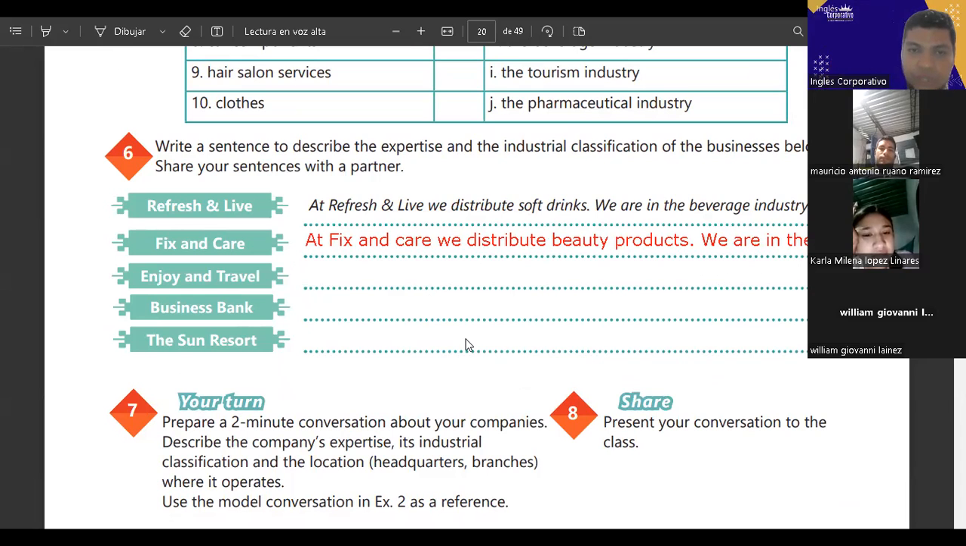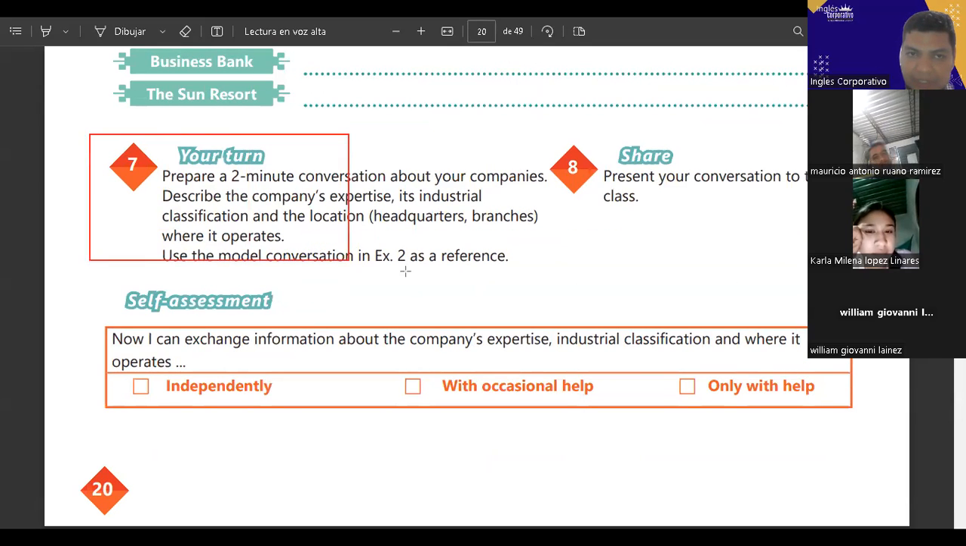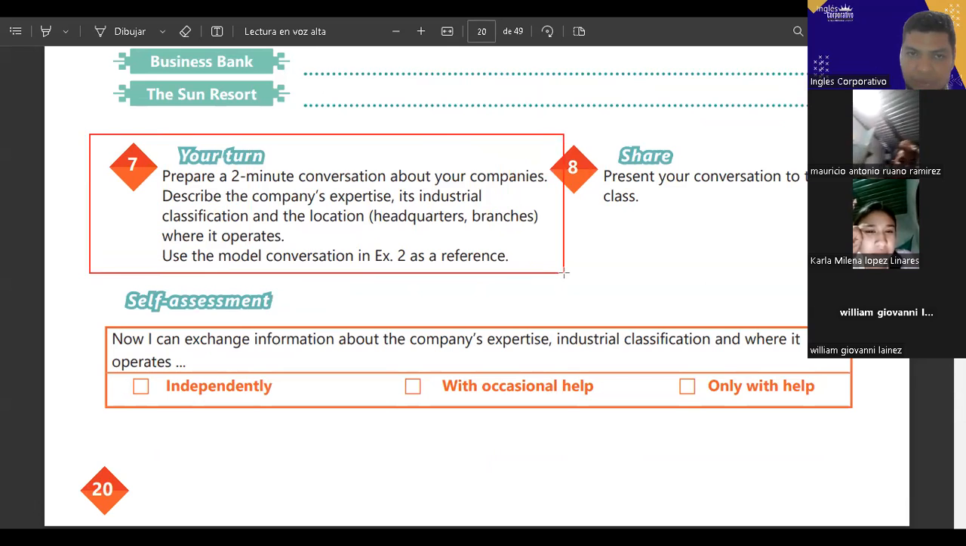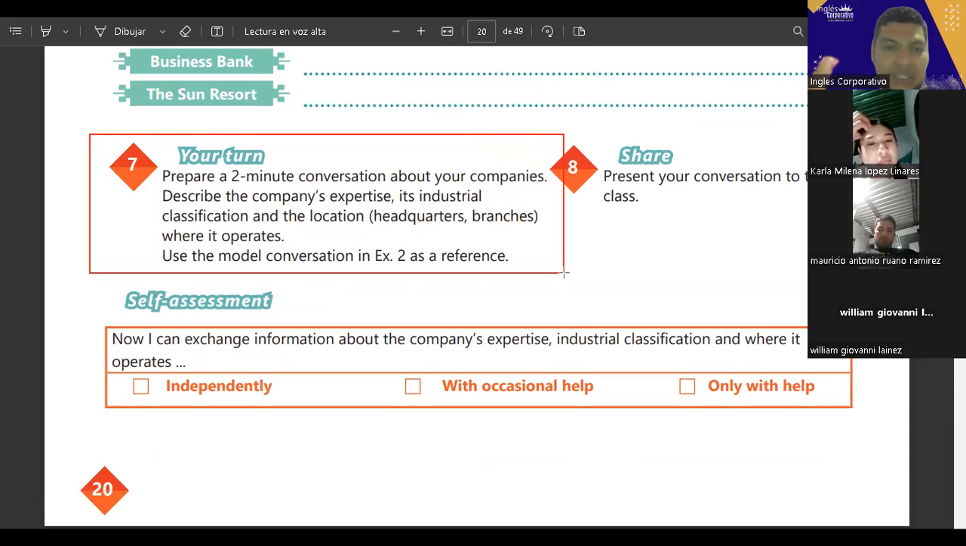Yes. All right. So now, ladies and gentlemen, it's the time for you to practice and participate with this one. So we're going to be working in this specific activity that we have right here. It says here, prepare a 2-minute conversation about your company, the company where you work. Describe the company's expertise, its industrial classification and location, headquarters, branches, where it operates, and so on. All right. So, for example, what are we going to do here?